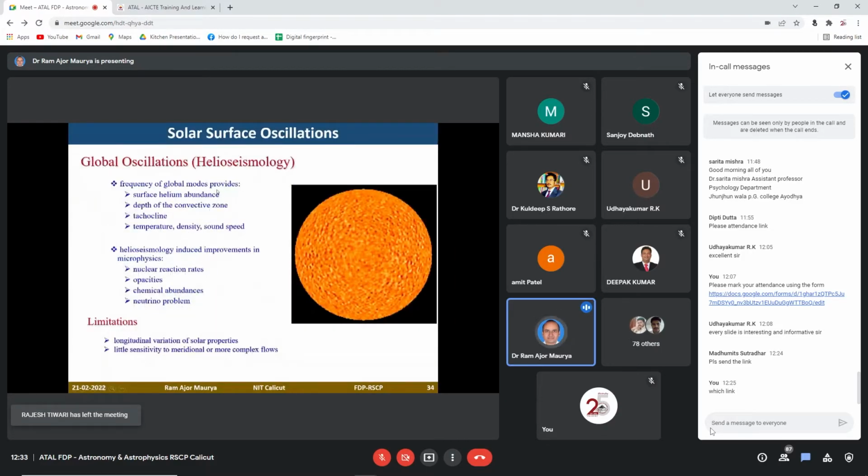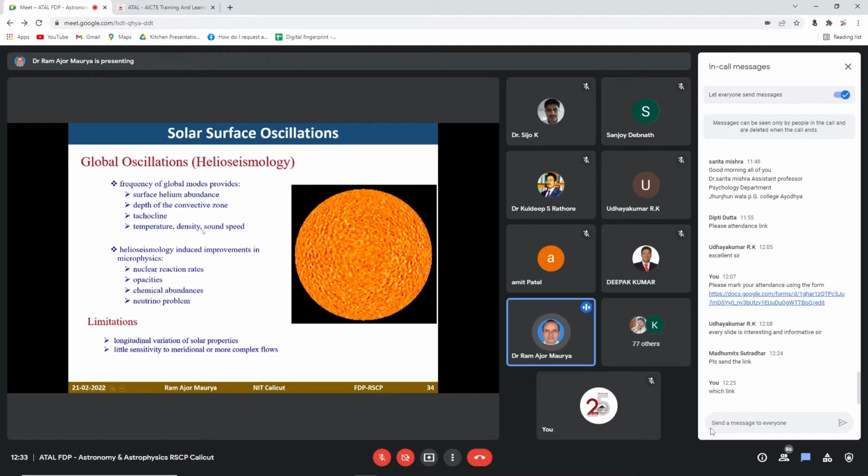So using the oscillations on the surface of the sun, we can find several properties of the sun. This is called global helioseismology, when we consider the global oscillations of the sun, and we can find out the surface helium abundance, the depth of the convection zone, and the tachocline. The tachocline is the region between the convection and the radiation zone. There is a layer there where we have differential rotation, too much differential rotation.